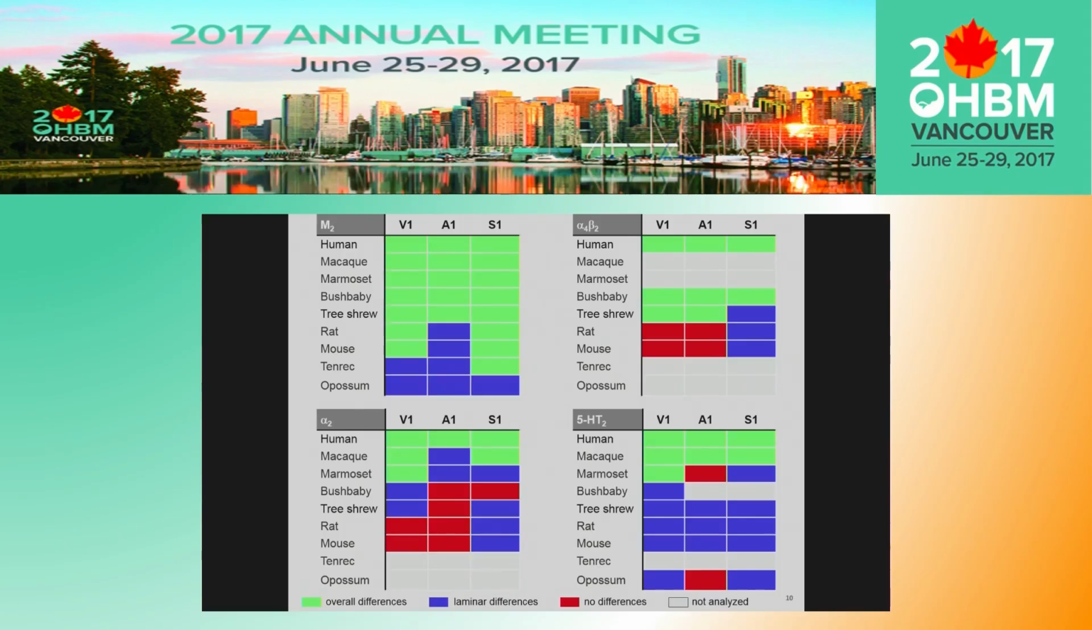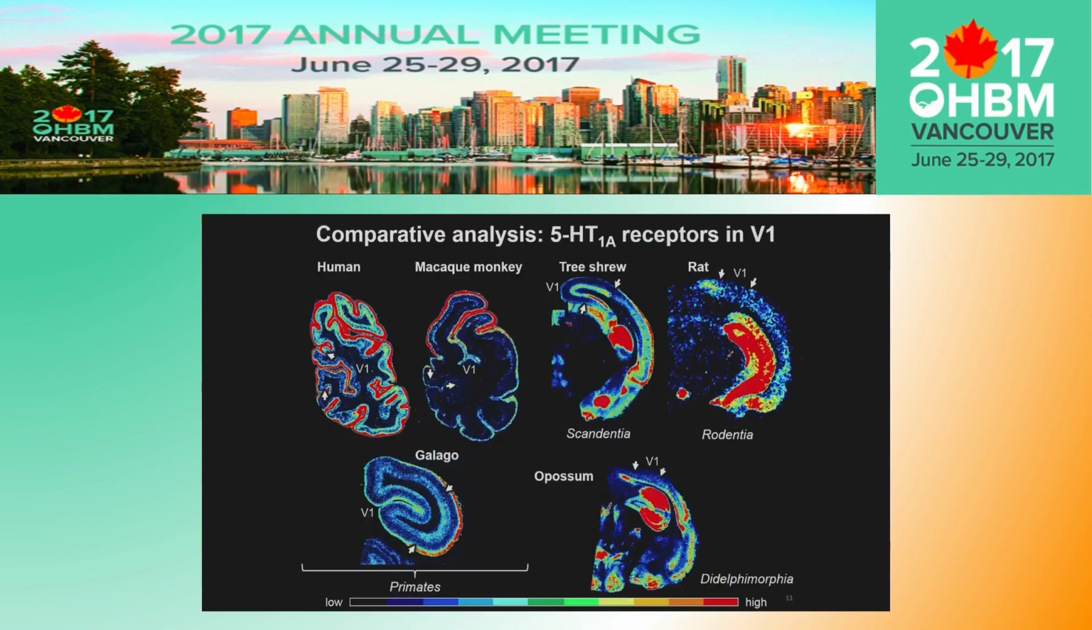Now, the other aspect that we also examined was the differences in laminar distribution patterns, and this is also an important aspect to take into account when choosing your animal model for your scientific question. And what we see here is that the serotonin receptor is an extreme case which in primate brains is characterized by very high densities in layers 1 and 2 and much lower densities in the deeper cortical layers.